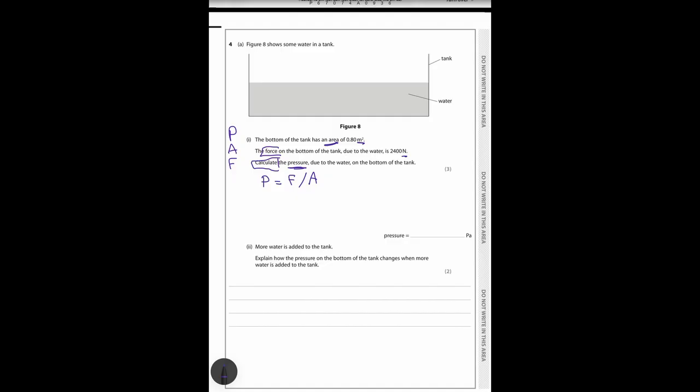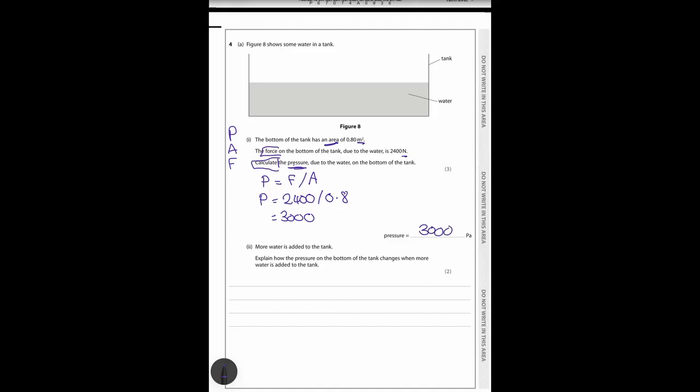Okay, now what am I looking for? I'm looking for pressure, so I'll write down P first. Have I got the force? Yeah, I have. It's 2,400. Have I got the area? Yeah, I have. It's 0.8. Now, like always, I'm going to make sure that I put this in my calculator, and then put the full number of my calculator first. So 2,400 divided by 0.8, and that gives me 3,000, and that's the full number of my calculator.